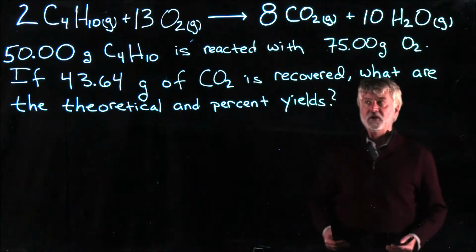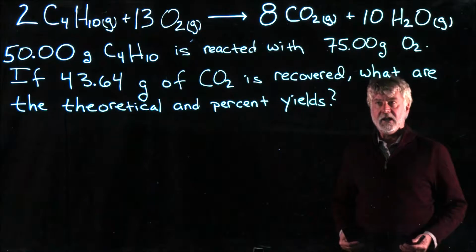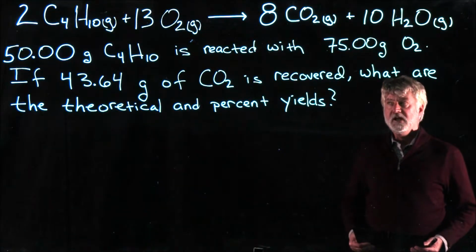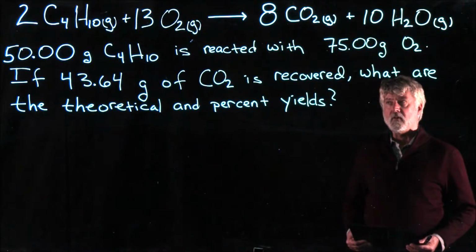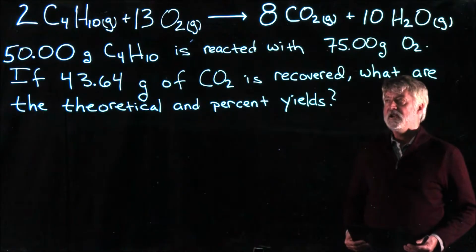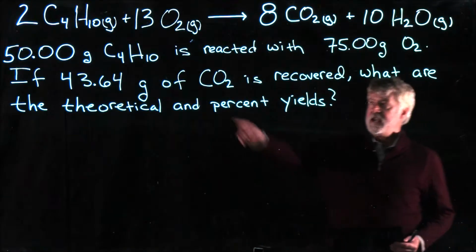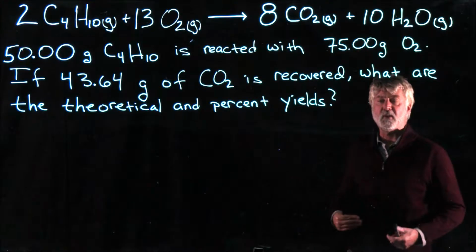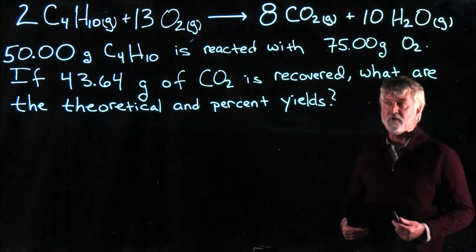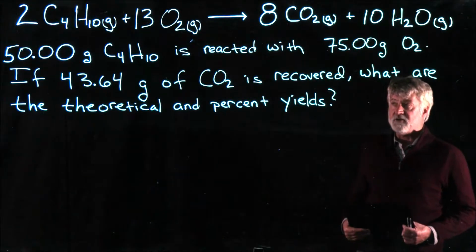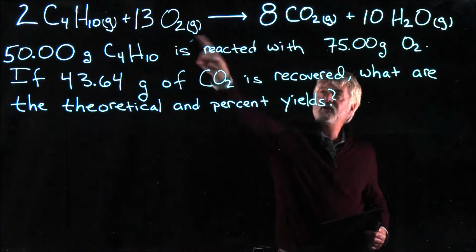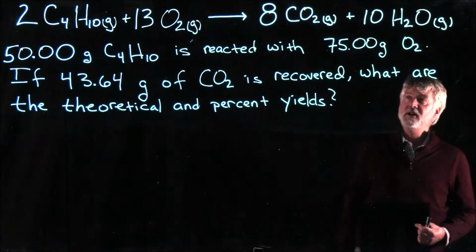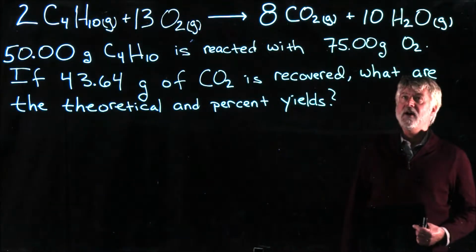So what you see on your screen is a typical limiting reactant problem. We have a balanced equation for the combustion of butane. Butane is C4H10, just like the butane you would find in a disposable lighter or perhaps a camp stove. It's a combustion reaction, meaning it reacts with oxygen, and the primary products of combustion of a hydrocarbon are always CO2 and water.